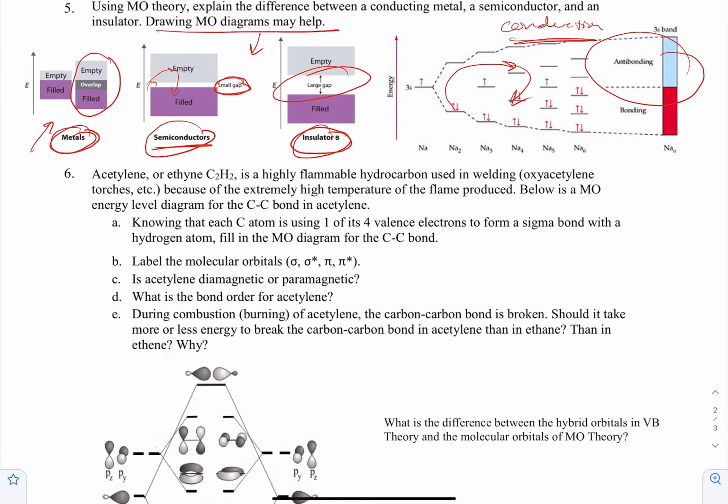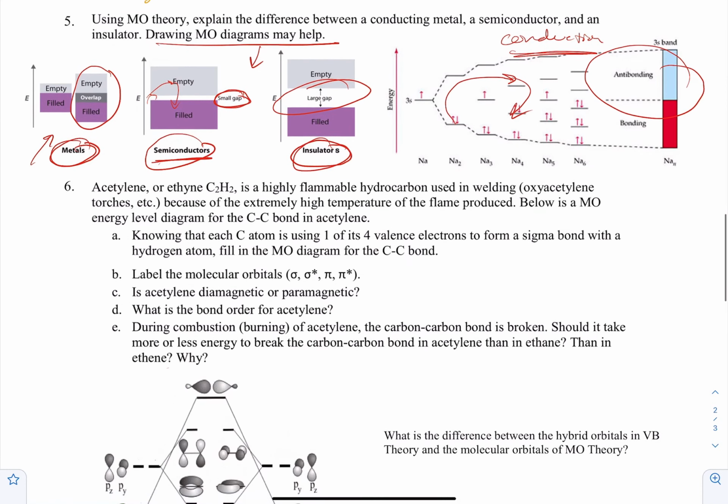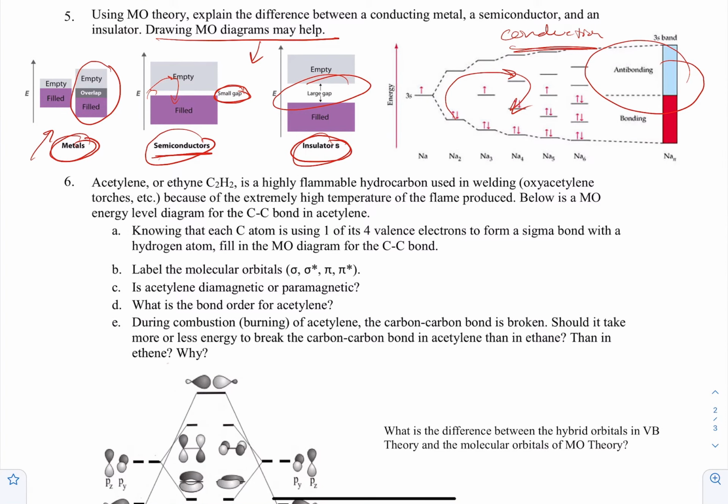Okay? So as far as the test goes, I think that's the extent that you would need to know.